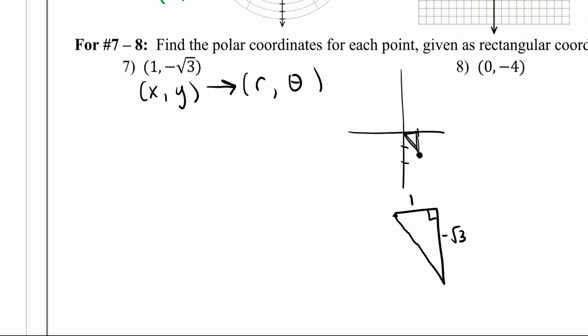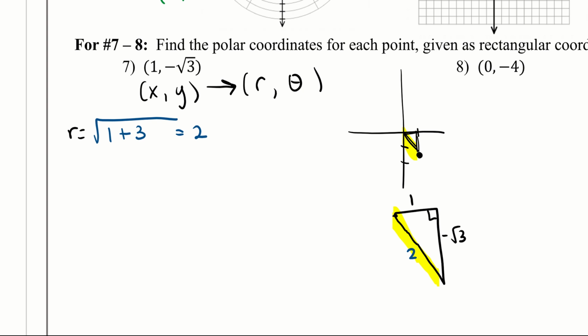So if I want to find out what r is, I'm finding basically the hypotenuse here, or I could think of that in similarity to a vector. It's like finding the magnitude, very similar, just different language here. But I'm going to do the square root of 1 squared plus negative root 3 squared, and I get the square root of 4, which is 2.